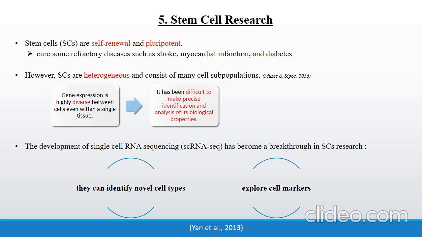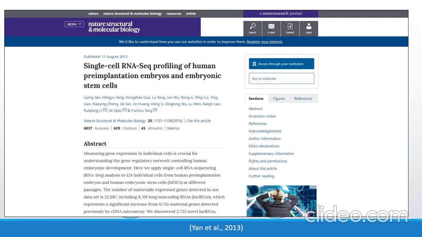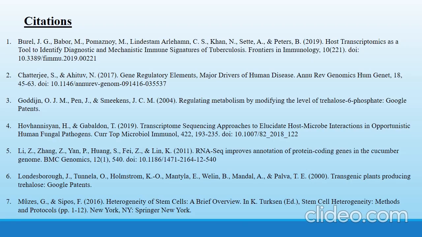But with the development of single-cell RNA sequencing, it has become a breakthrough in stem cell research. This is because they can now identify novel cell types and explore cell markers easily. And from the research, the technology of single-cell RNA sequencing is being used to conduct research on embryonic stem cells. And that's all. Thank you.